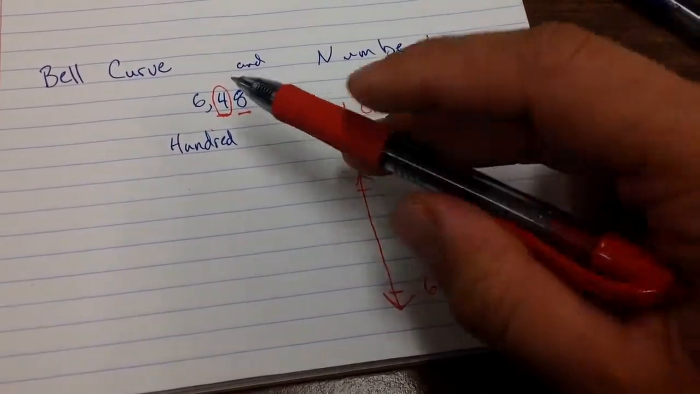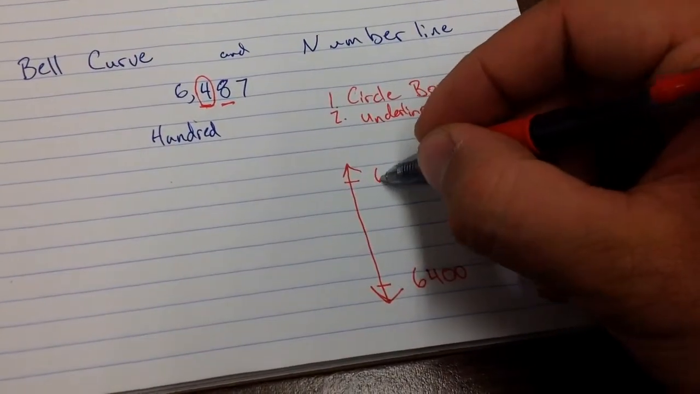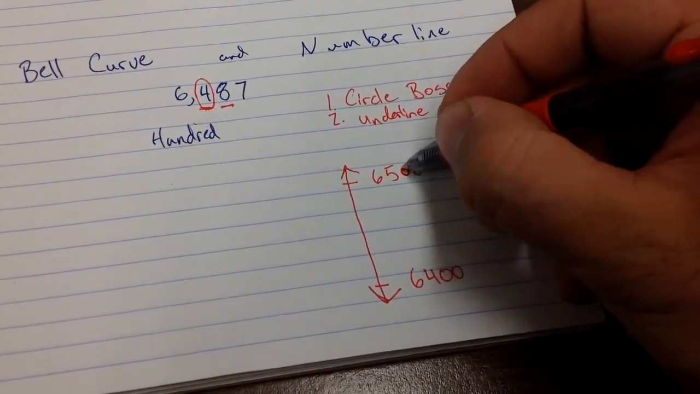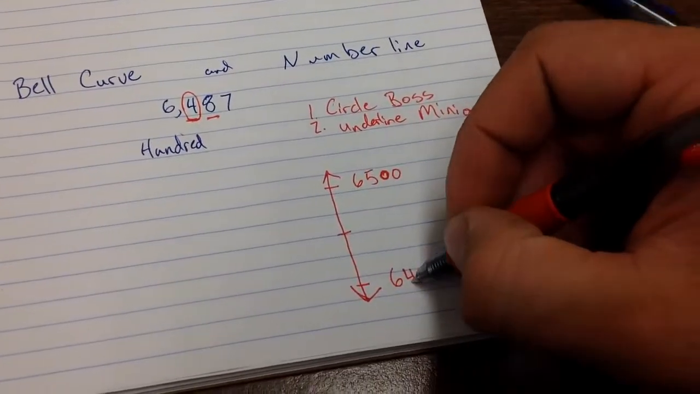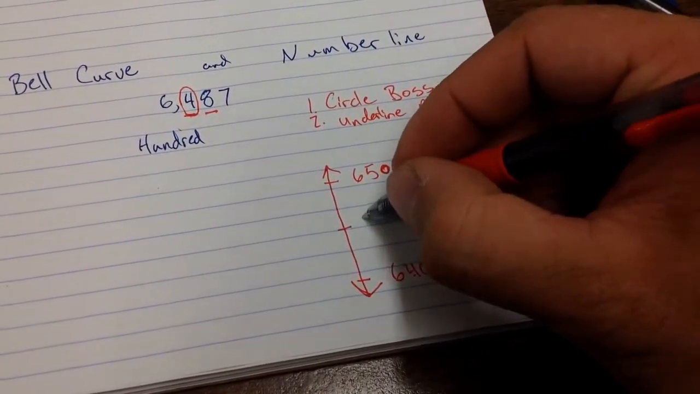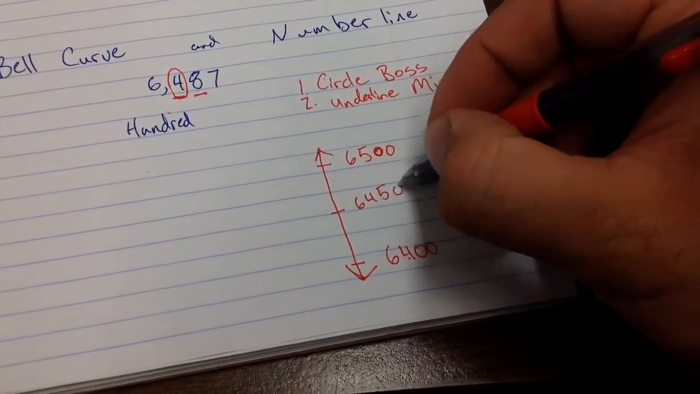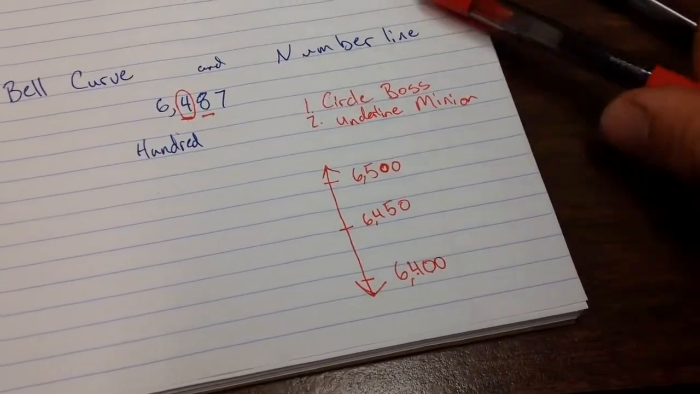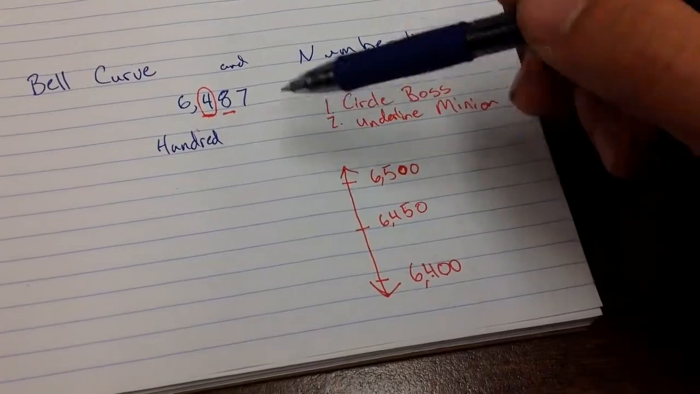6,400. Now that top number, the boss always gets a raise. The boss goes up 1, so this will be 6,500. Make a nice 0 there, Mr. Carlson. Okay. The middle number, the boss stays the same, but the minion is a 5. 6, 4, the minion is always a 5. 6,450.